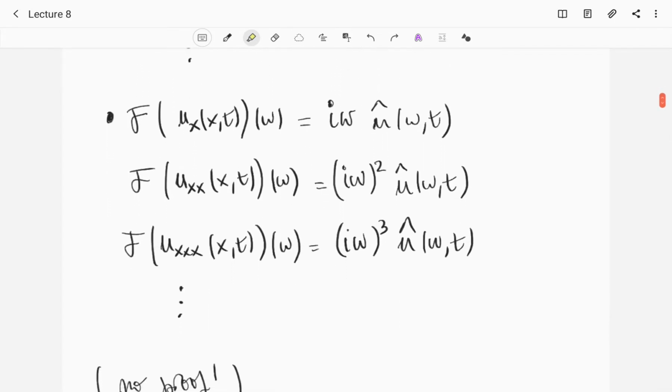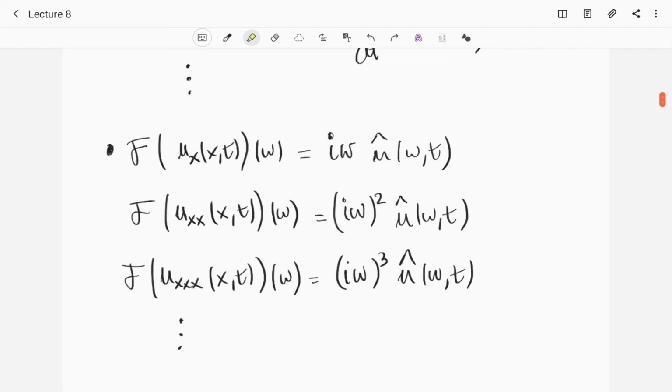Quite different when we are differentiating with respect to the variable x, because we are Fourier transforming with respect to the variable x. So if we have the first derivative of u with respect to x, and we want the Fourier transform of that function, then we saw in the last lecture, at the last minute, that we have this factor in front, i omega, and then the Fourier transform of u of x, t in this case, which is this notation here.